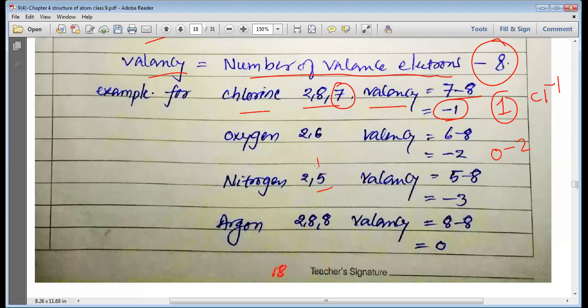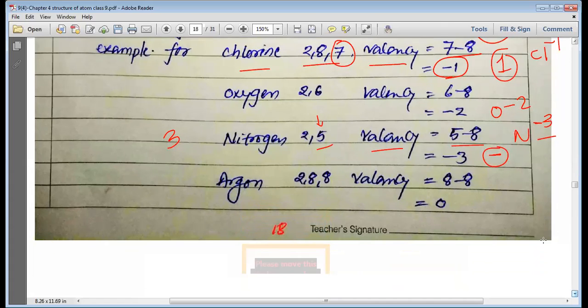Same way, my dear students, if we look into nitrogen, the electronic configuration of nitrogen is 2, 5. So nitrogen has 5 valence electrons, and that is why the valency of nitrogen is equal to 5 minus 8. That means it is minus 3. Here the minus sign represents that nitrogen will make an anion having negative charge, that is N minus 3, which is known as the nitride ion. We have already seen it. The valency of nitrogen is 3, but from the minus sign we come to know that nitrogen will make minus 3 ions.